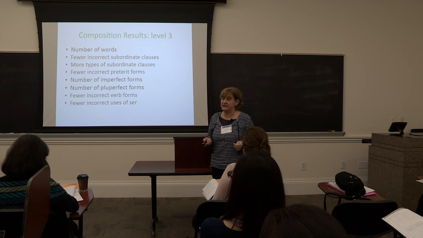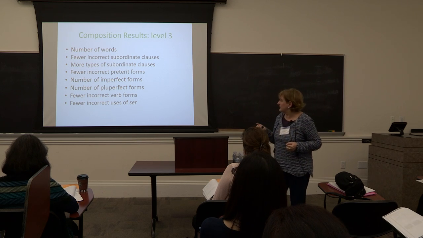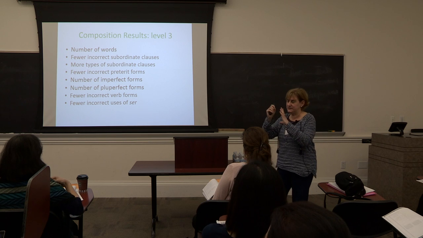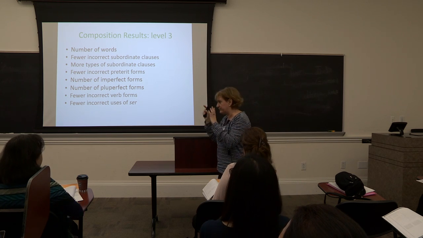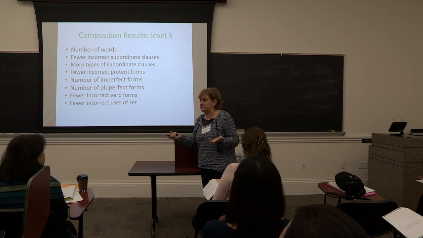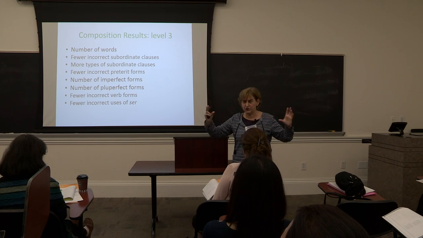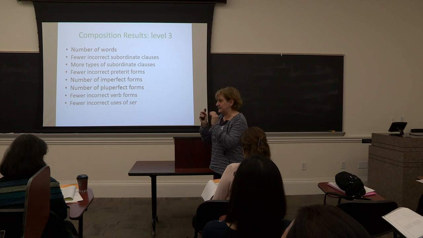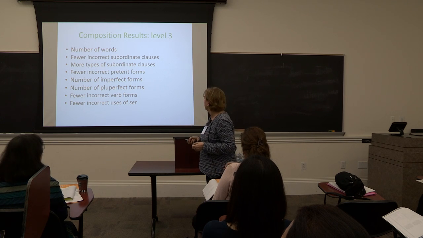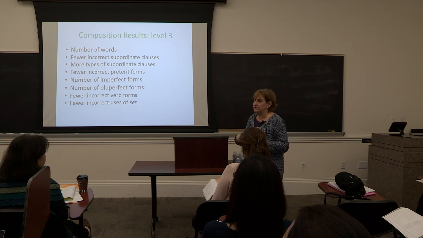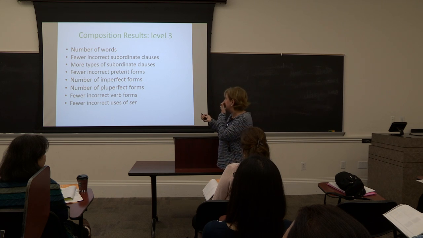Lots of things came out significant, like number of words. There were fewer of what I call incorrect subordinate clauses, which means that either the nexus or the verb form was wrong. They were using more types of subordination, so the sentences were longer, more complex, and with more conjunctions, right? They used more imperfect, as in track two, and also the pluperfect form, and fewer incorrect verb forms. So the morphology came out better, and there were fewer incorrect uses of ser.